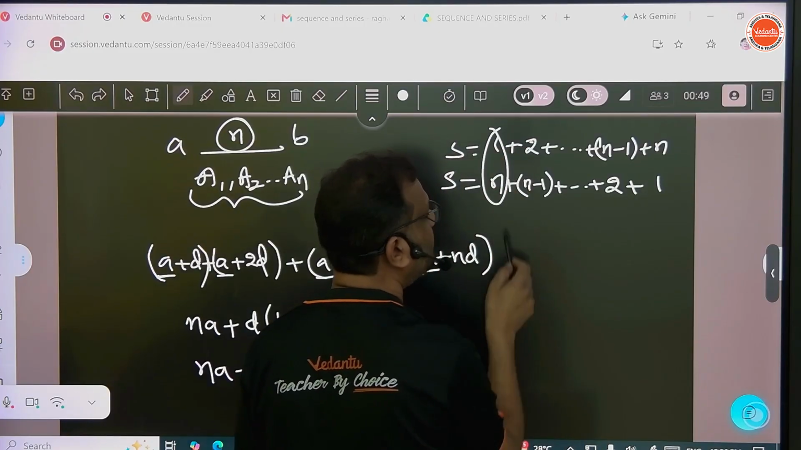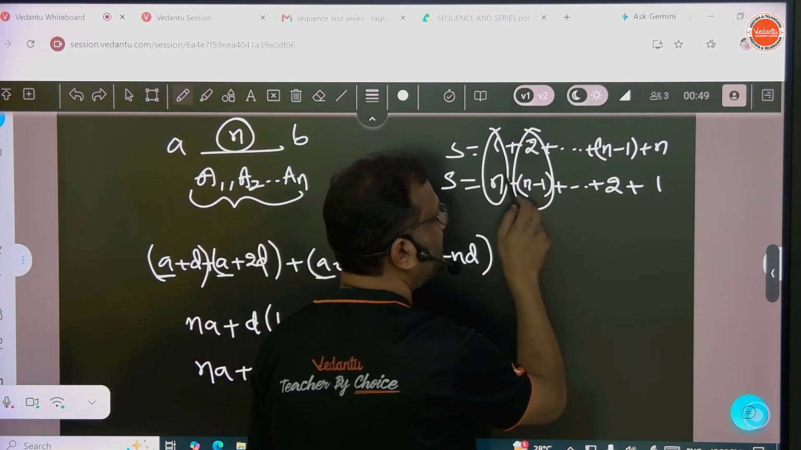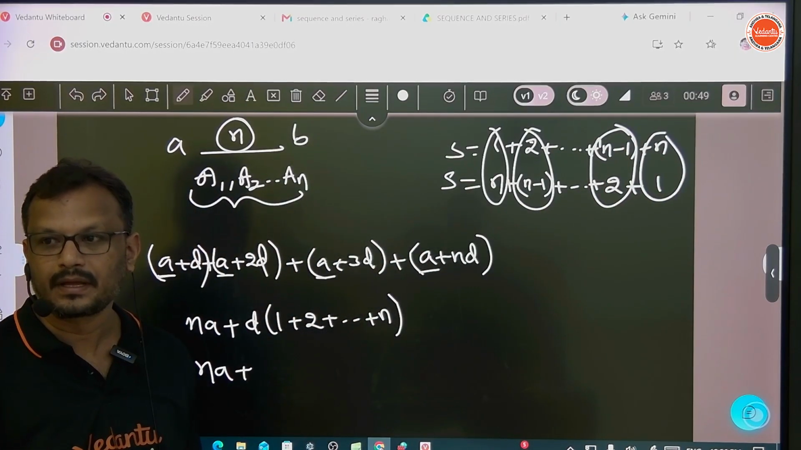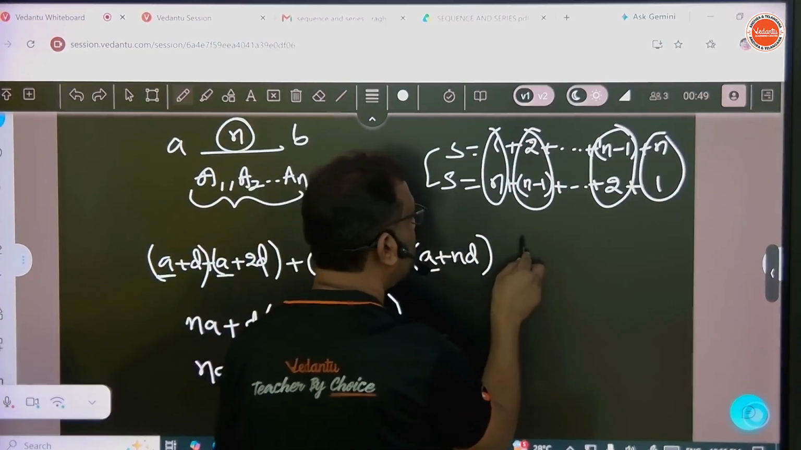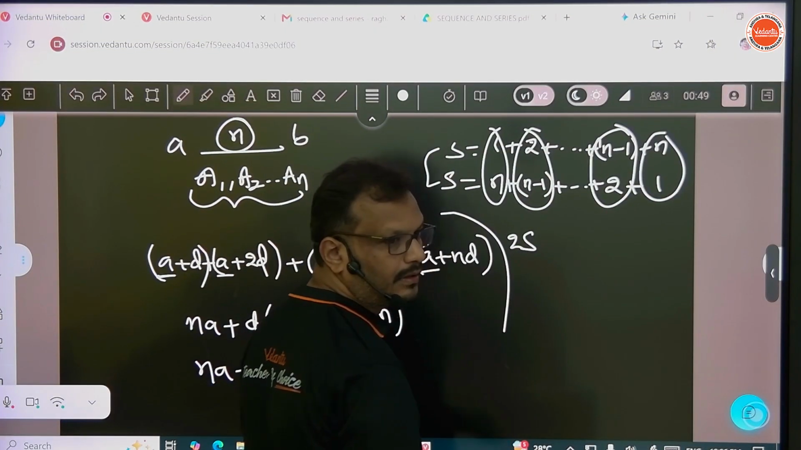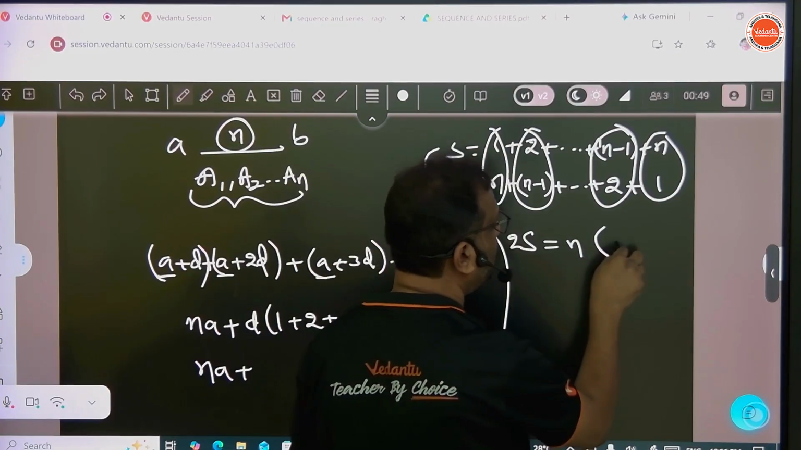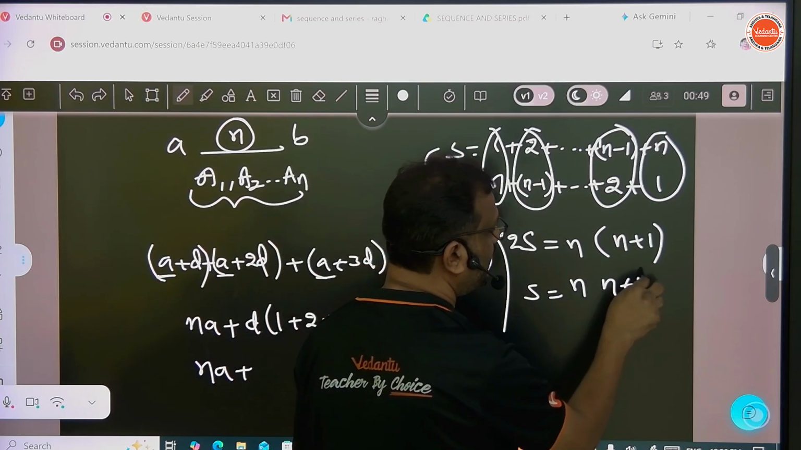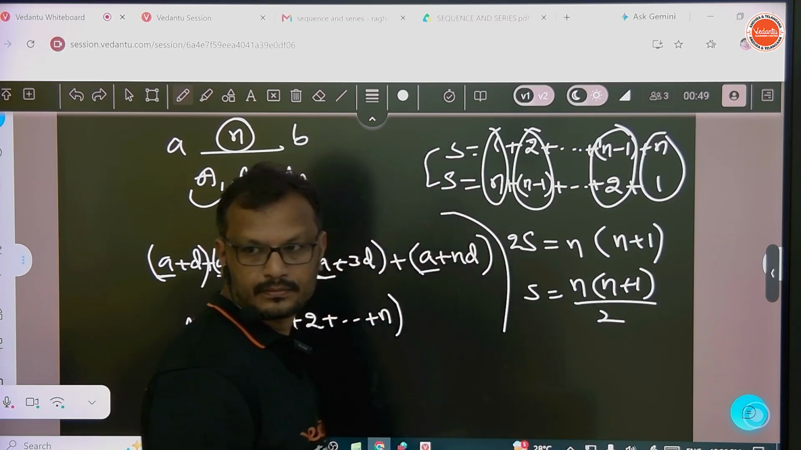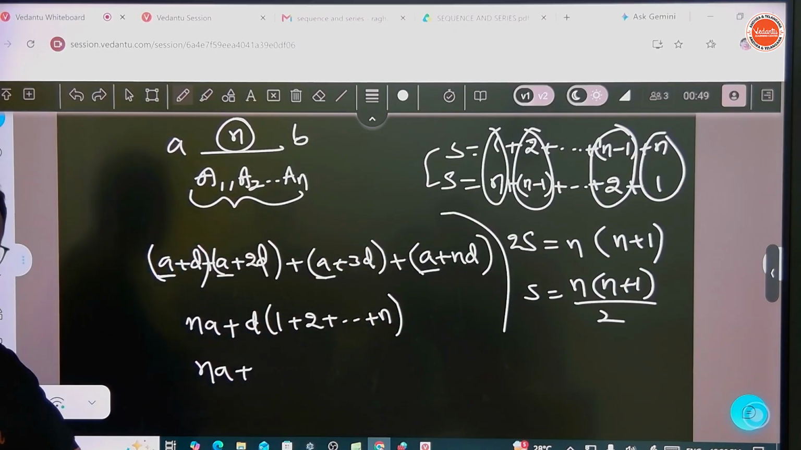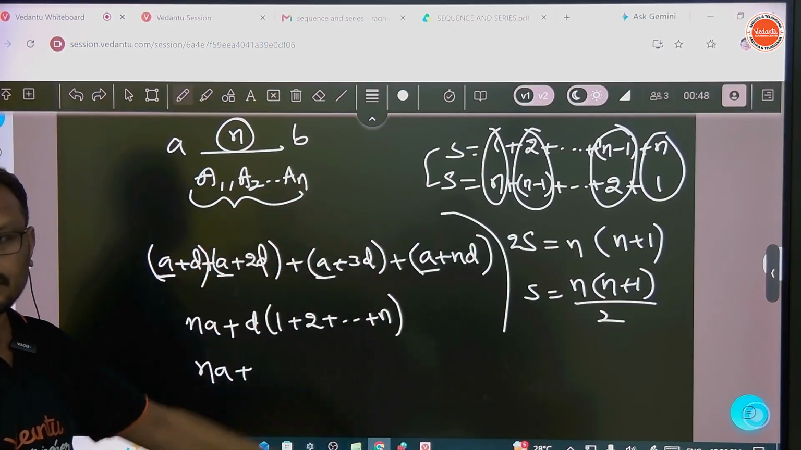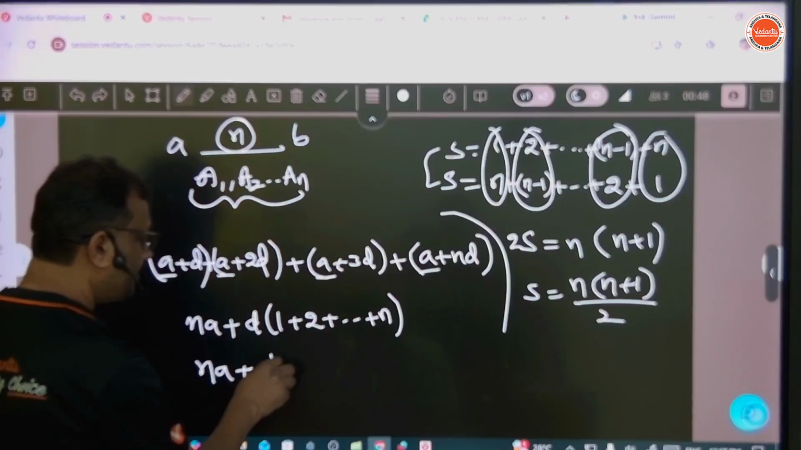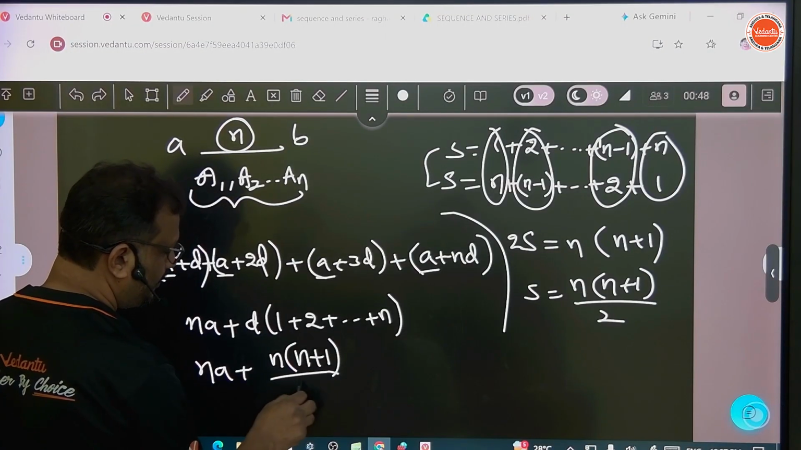So what is the sum of these two? N plus 1. Sum of these two, n plus 1. Sum of these two also n plus 1. So n plus 1, how many times is it coming? N times. So adding these, 2S equals n times n plus 1. Therefore S equals n into n plus 1 by 2. This is a very simple way; you can also get it directly using the AP formula. So now this is n into n plus 1 by 2 into d.